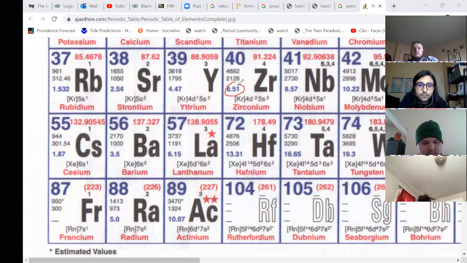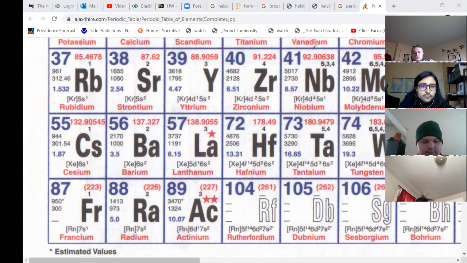Zirconium, for instance, might be 6.5 grams per cubic centimeter, but niobium is 8.9 grams per cubic centimeter. And molybdenum is a bit more heavy at 10 grams per cubic centimeter. Basically no two elements have the same density. That's because they have different numbers of protons and neutrons in their nuclei.